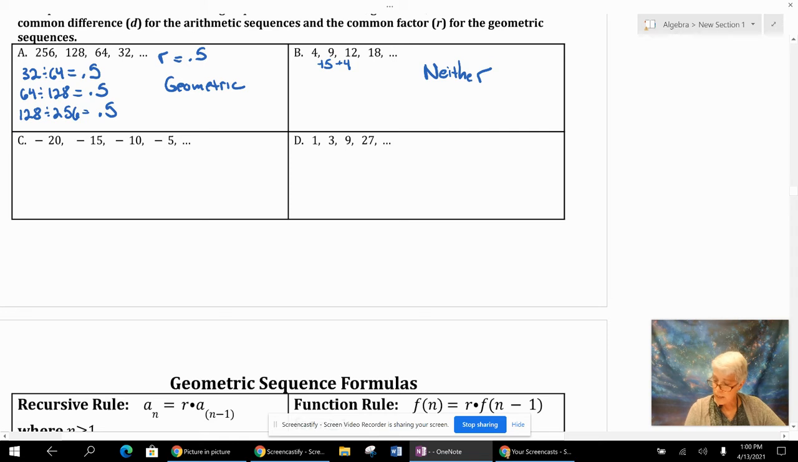All right, the next one I can see pretty obviously that I'm adding 5 all the way across. So the difference, my D, is 5, and this is arithmetic.